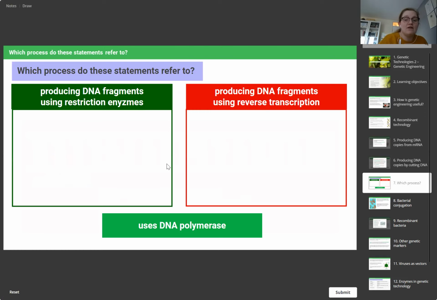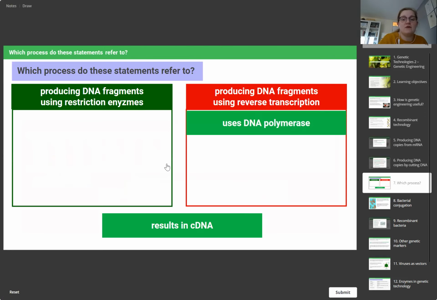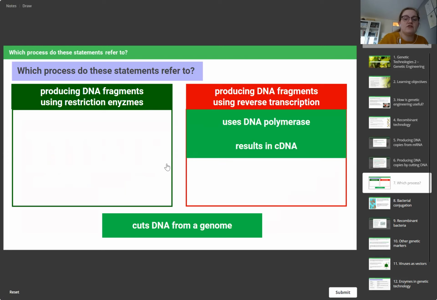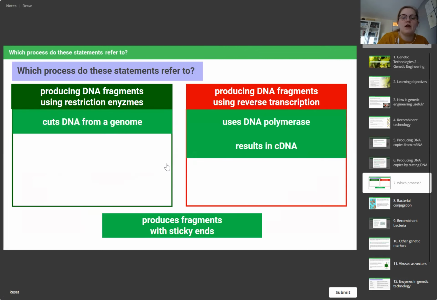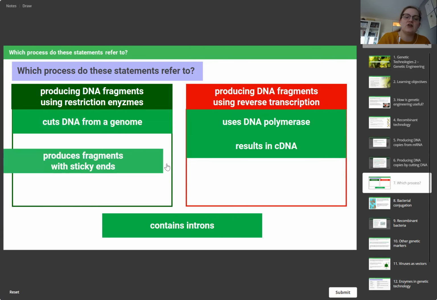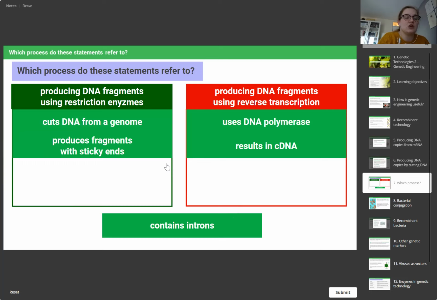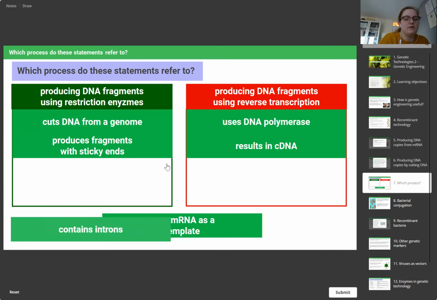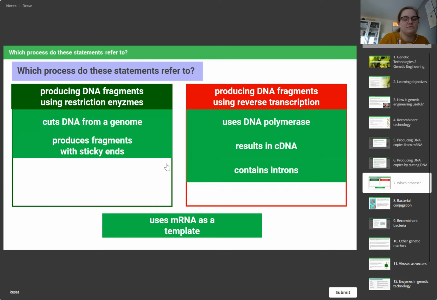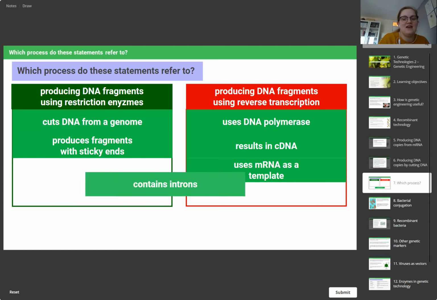Uses DNA polymerase, and that is reverse transcriptase. Results in cDNA, that's reverse transcriptase. Cuts DNA from a genome, restriction enzymes. Produces fragments with sticky ends, restriction enzymes. Contains introns. Now, this one's a bit of a debatable one. So I'm just going to pop contains introns over here for a minute, and we'll come back to it in a sec. Uses mRNA as a template, reverse transcriptase.